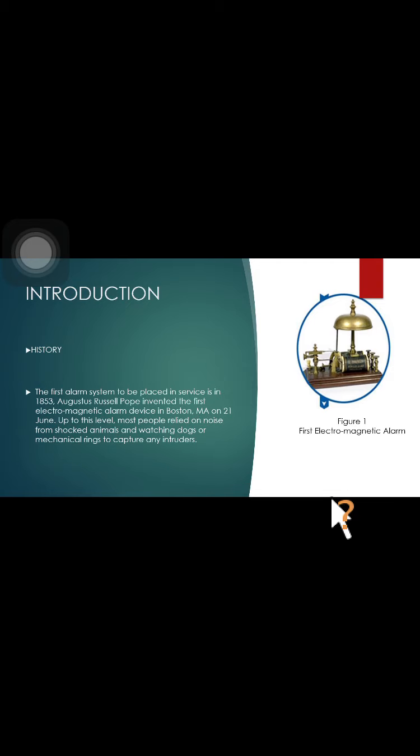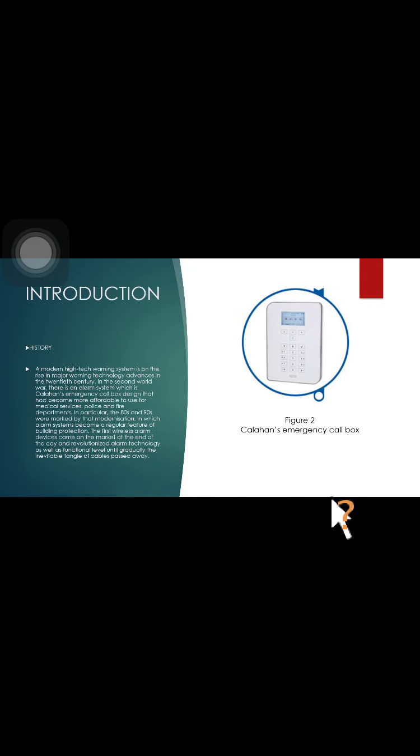So, the history of the security alarm system. The first alarm system to be placed in service was in 1853, when Augustus Russell Pope invented the first electromagnetic alarm device in Boston, MA. Up to this point, most people relied on noise from shocked animals and watchdogs or mechanical bells to catch any intruders. After a few decades, modern high-tech warning systems were on the rise with major warning technology advances in the 20th century.